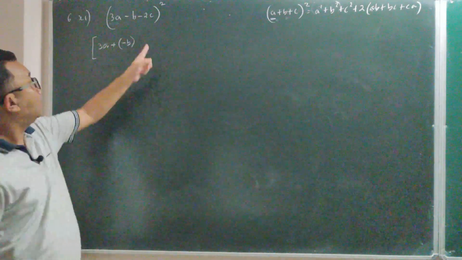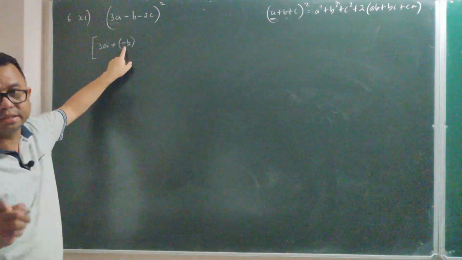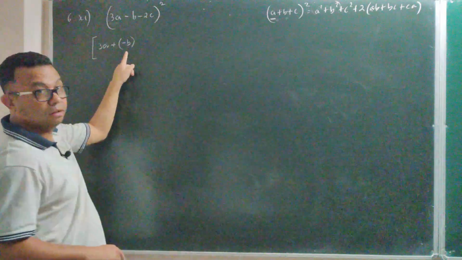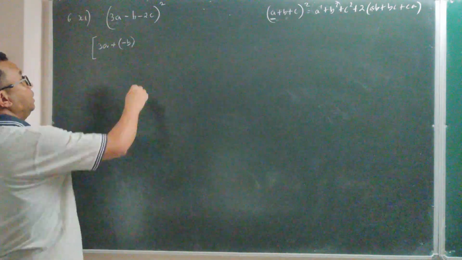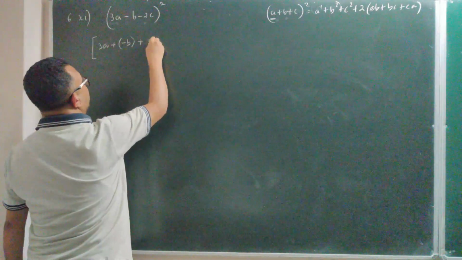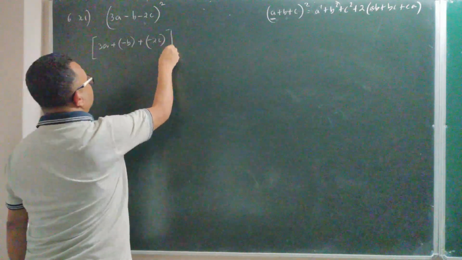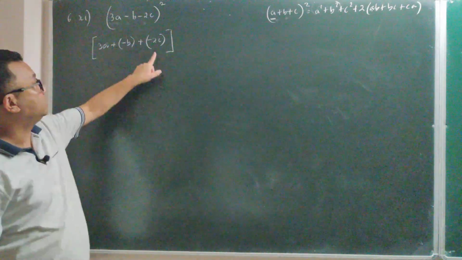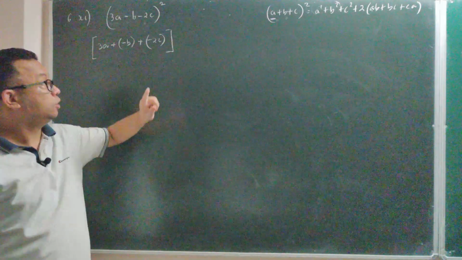But what is our B? Our B is not B, our B is minus B. So whenever that B is coming, this B is minus B, not B. Similarly with 2C there is also a minus. So I'll put a plus sign, but I'm going to put minus 2C inside the bracket. So if I ask you what is our B? Our B is minus B. What is our C? Our C is minus 2C and not 2C only. So you have to put that minus.